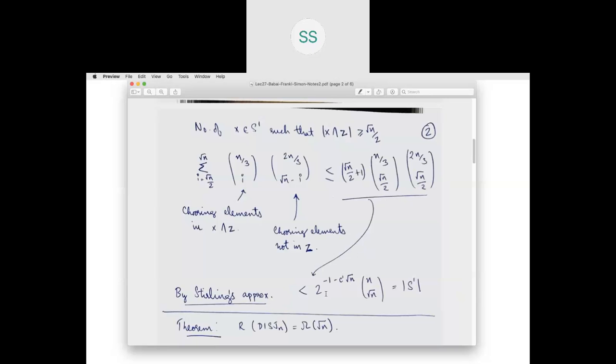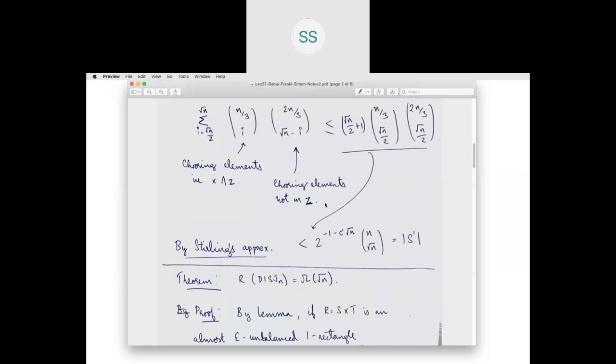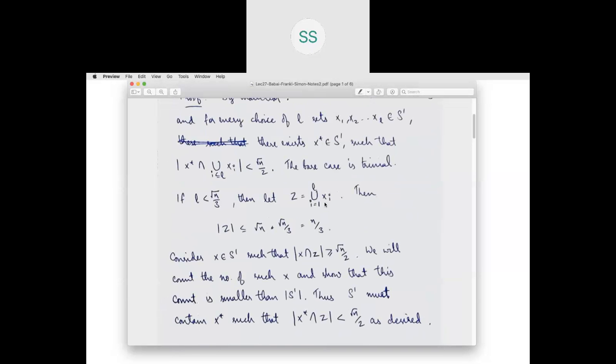We get that this is at most 2 power minus 1 minus c prime square root n and choose square root n. And this is the size of s prime. So the total number of x that intersects with z in at least square root n by 2 locations, the number of such x's is strictly less than the size of s prime. So there are other elements in s prime which we can add. Such an element in s prime will be the desired x star that we can add. And that is the induction step.